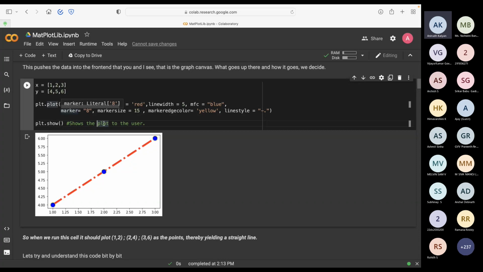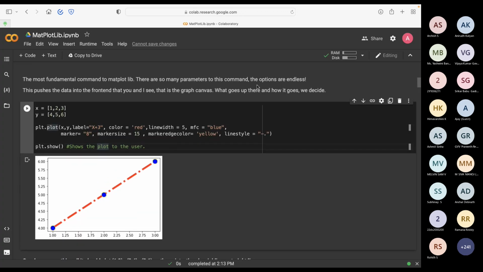Just a minute, there is one doubt. So Jaydeep, go ahead. What I want to ask is, in the picture the point interval is 0.25. Is it inserted into the code, or does Python figure it out itself?